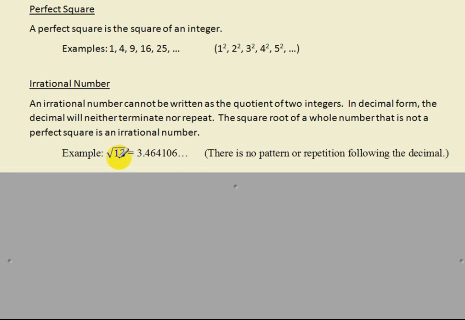12 is a whole number, but it's not a perfect square. It didn't fall into our list here. It falls between 9 and 16. So it's not a perfect square. And when we take the square root of that, we'll get a decimal that does not terminate and it does not repeat. There is no pattern that will continue over and over again. Therefore, this is an irrational number.